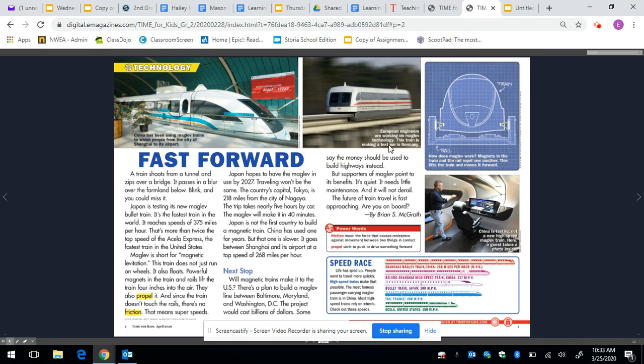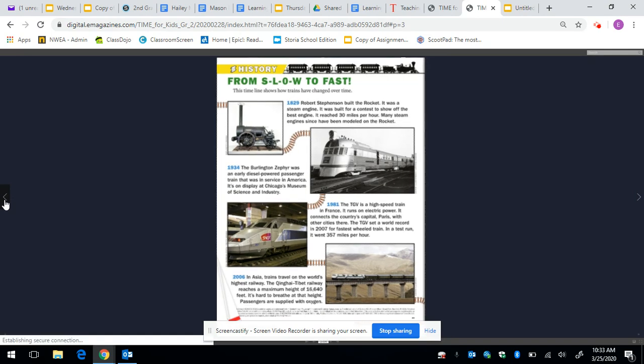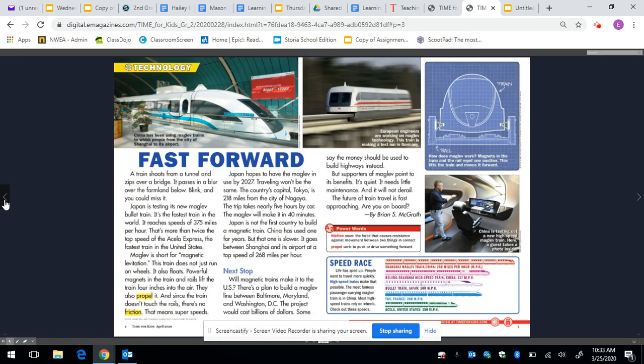So I want you to think about what are some things you've already learned just by looking at the photographs and the headings and some of those captions. You can pause me for a minute if you'd like to tell somebody what you predict this article is going to be about just by looking at those things.